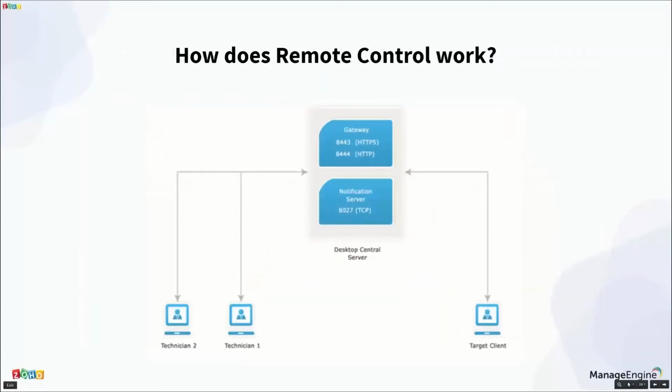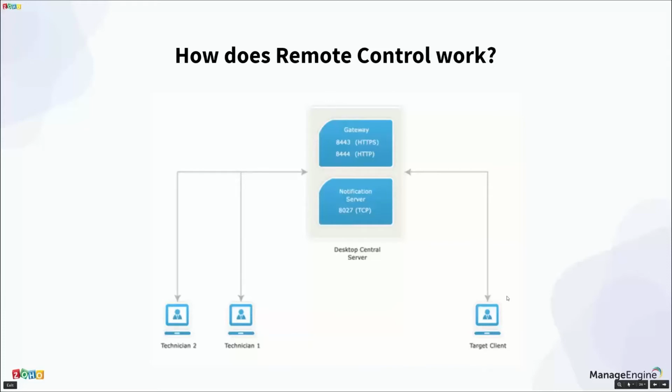So now we saw how remote control looks, but how does remote control actually work? Essentially, the technician one, that is John, logs into his Desktop Central console, searches for Bob, and initiates a remote control. It initiates a communication through the Desktop Central server from the notification server for on-demand operations. And then the target client is initiated for the remote control session.